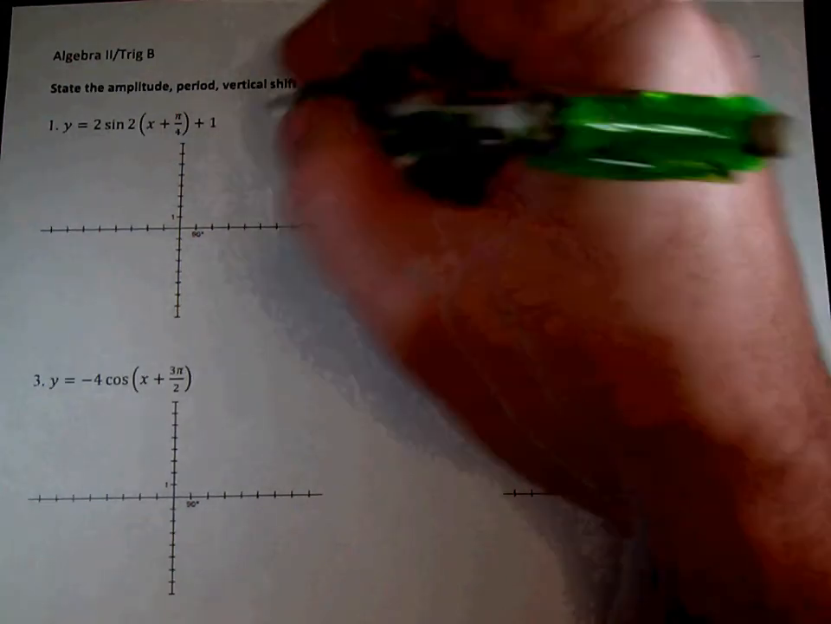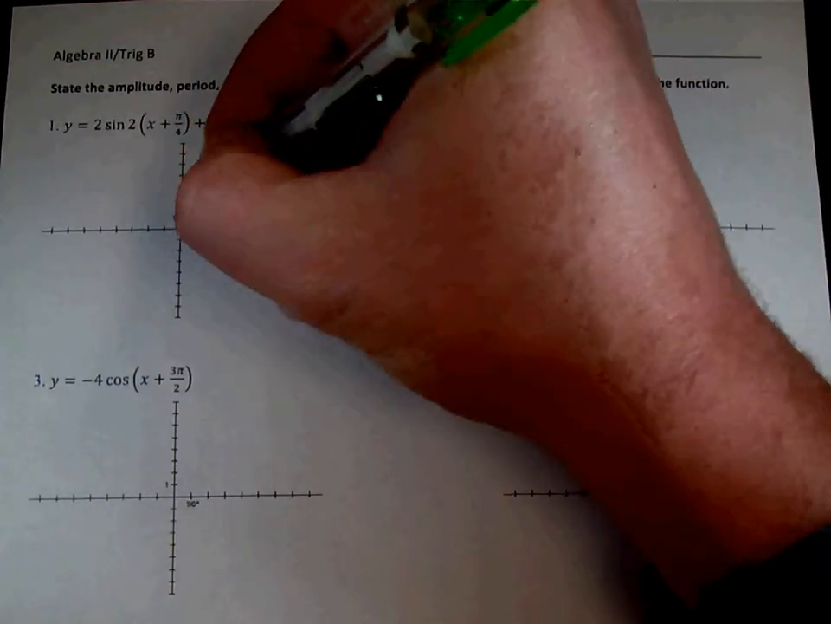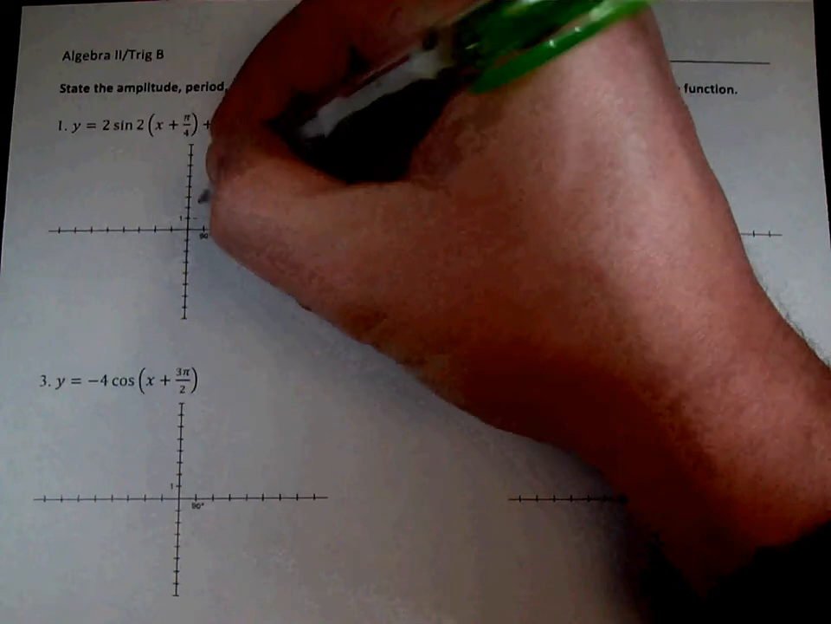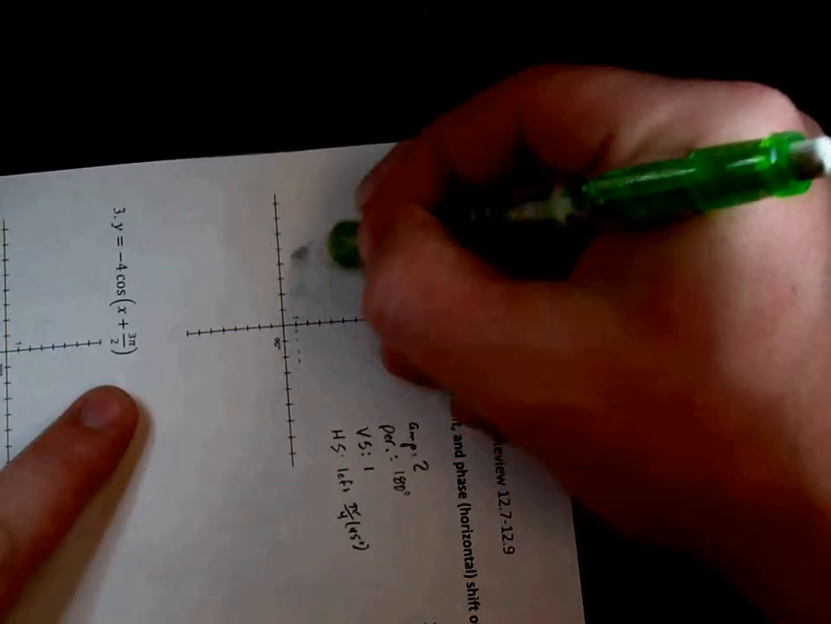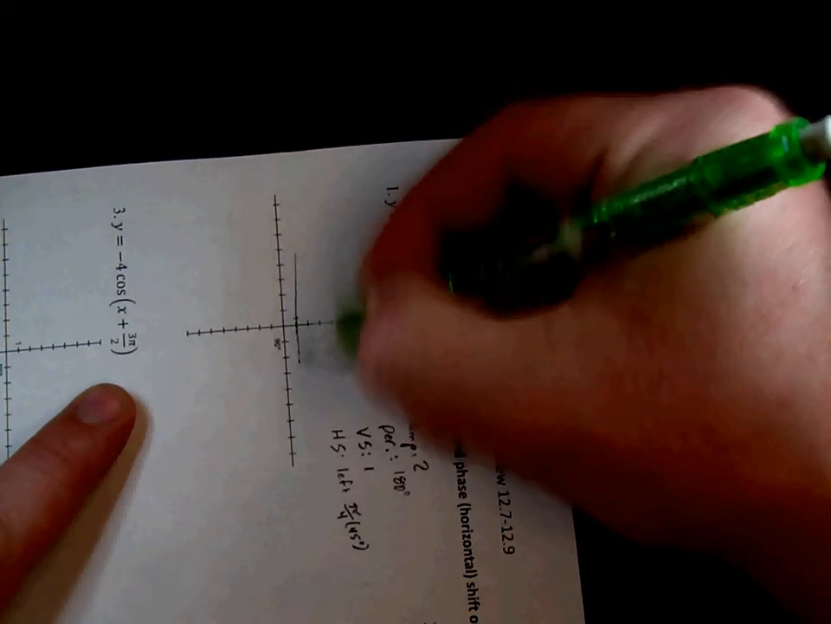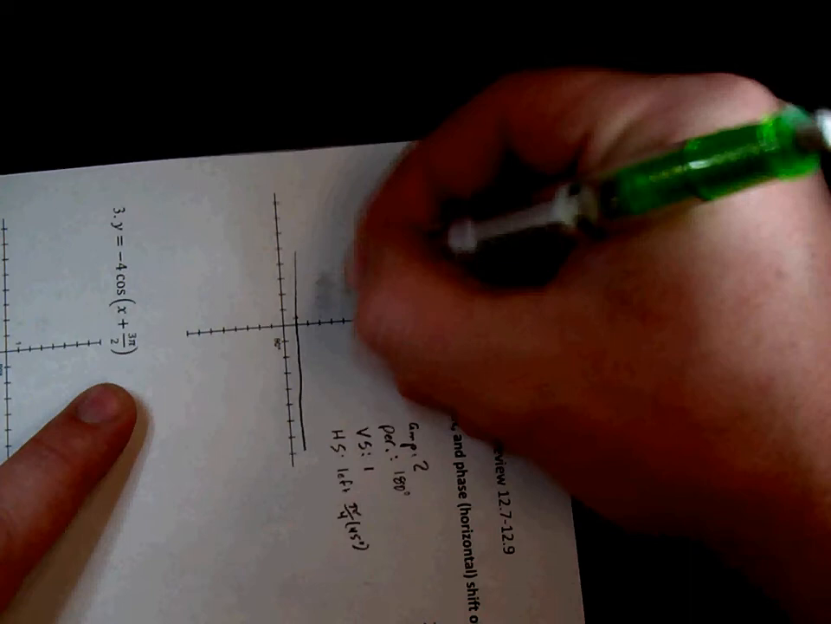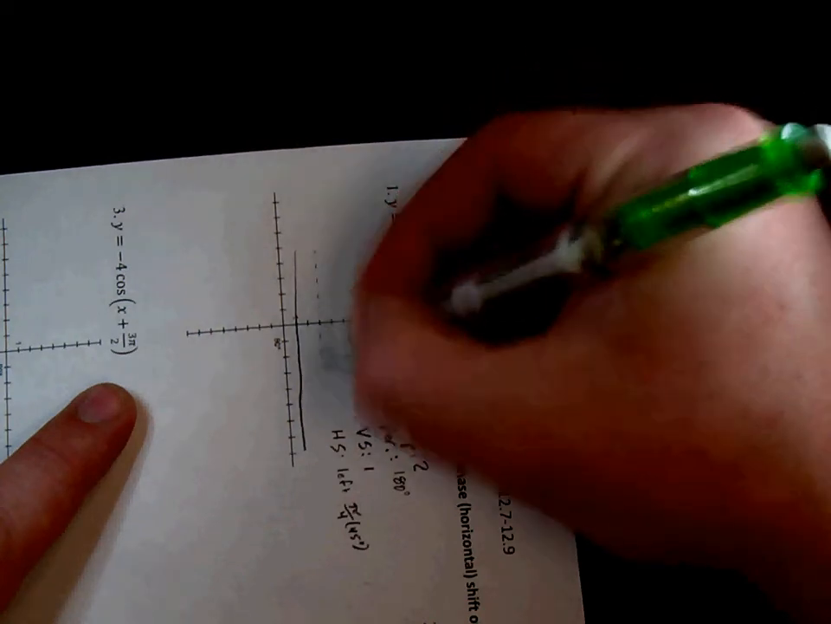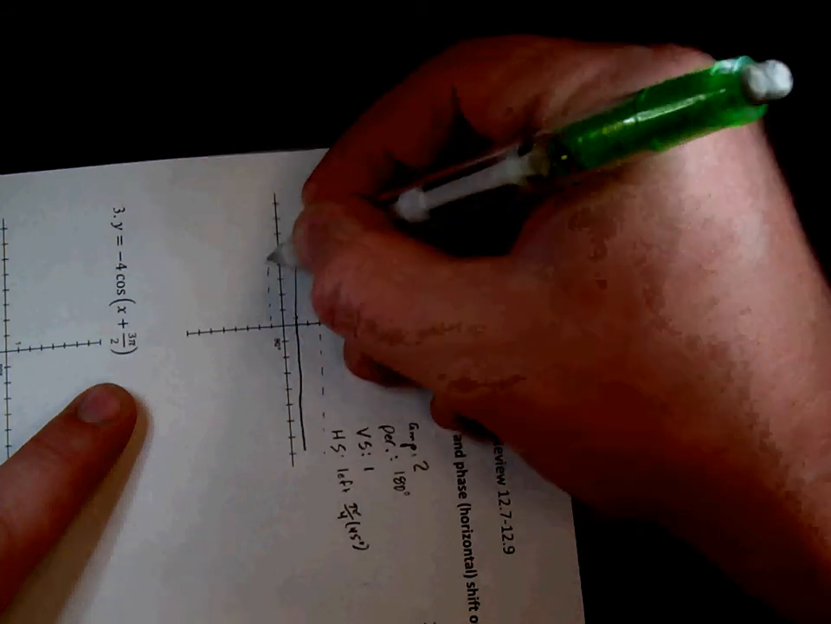So I'm going to go ahead and make some marks here. My vertical shift of 1, so I'm going to start at positive 1. I'm going to turn my paper sideways so I can draw this a little easier. My amplitude is 2, so I'll go 2 above that, up to positive 3, and 2 below my midline, which is at negative 1.